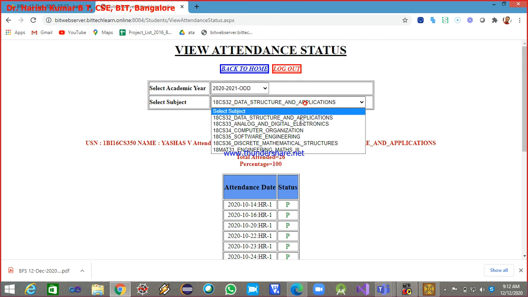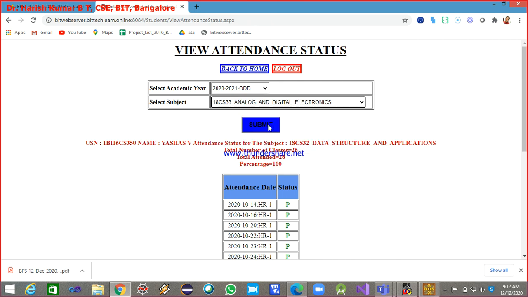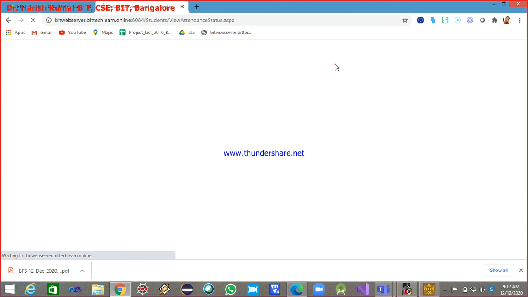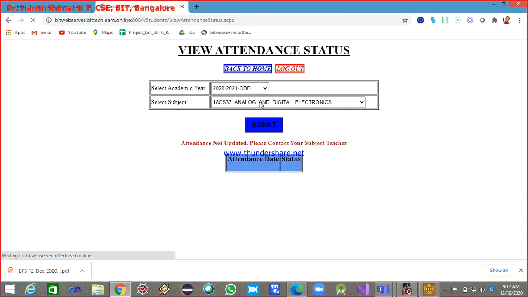And if any faculty has not marked the attendance in the portal, say for example analog and digital electronics, if I submit, it says attendance not updated, please contact your subject teacher. That means this particular teacher has not updated the attendance in the portal. You can see the attendance status for those subjects whose attendance is updated in the data portal.